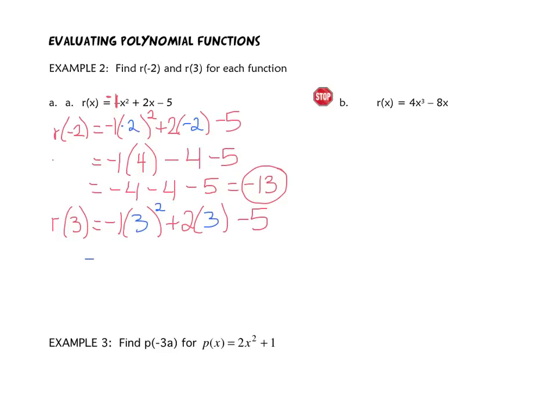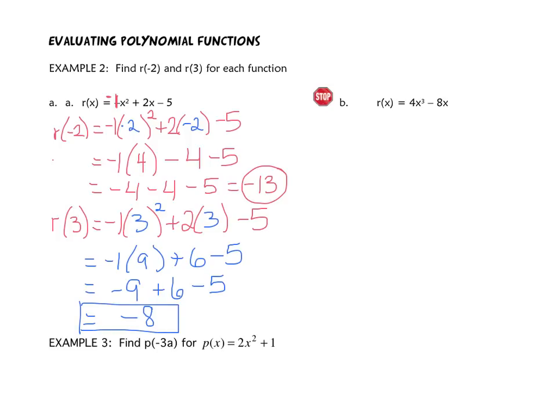Alright, so we get negative 1 times 9 plus 6 minus 5, which is negative 9 plus 6 minus 5. That gives me a grand total of negative 8, because negative 9 plus 6 is negative 3, and then minus 5 gives me negative 8.